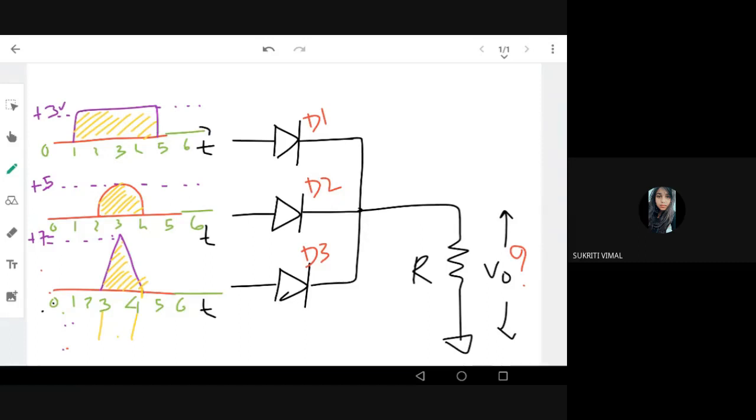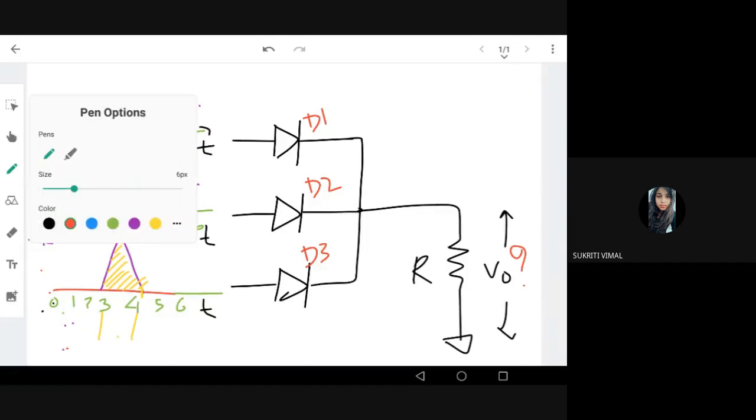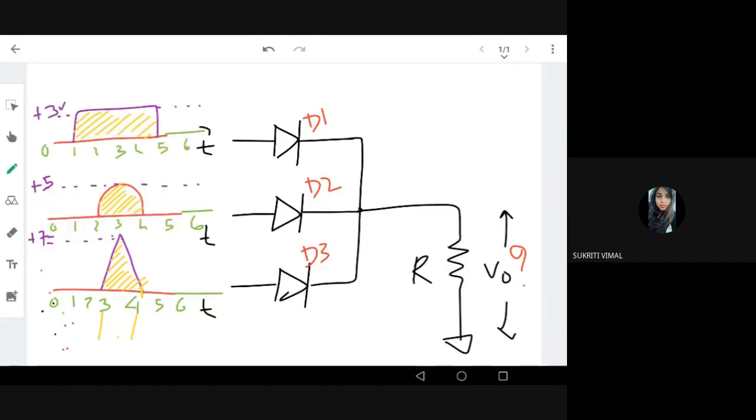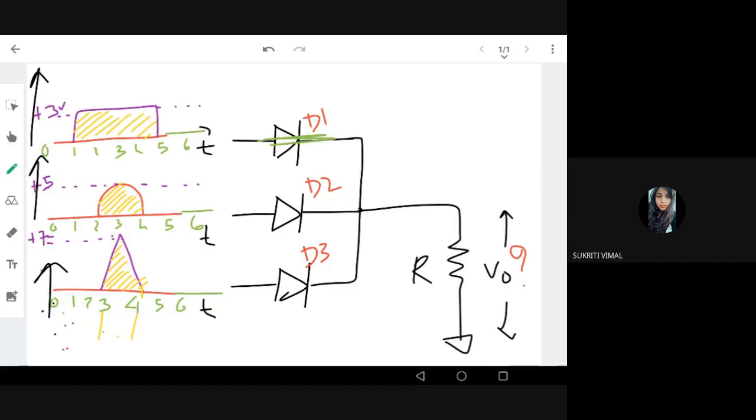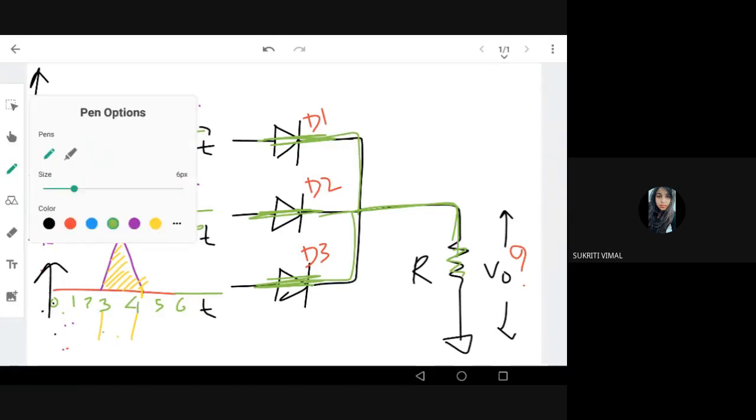If the diode is ideal, we know all these waveforms are in the positive direction. This is plus 3, plus 5, and plus 7. So all these diodes will be forward biased when these waveforms are passed through them. And whenever there's a waveform, current will be allowed to pass through the resistance. There's a voltage drop across the resistance, so we can see the waveform shape. All these waveforms will somehow be added in the output. All diodes are on, right?